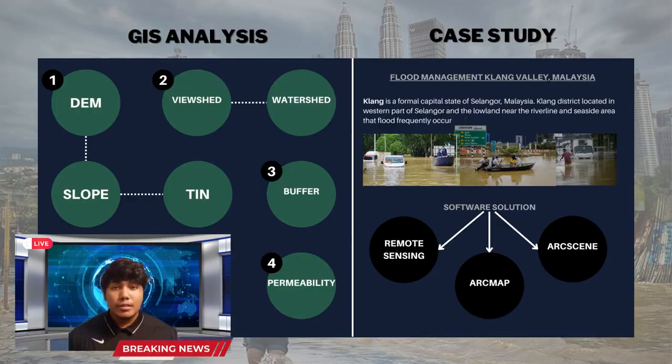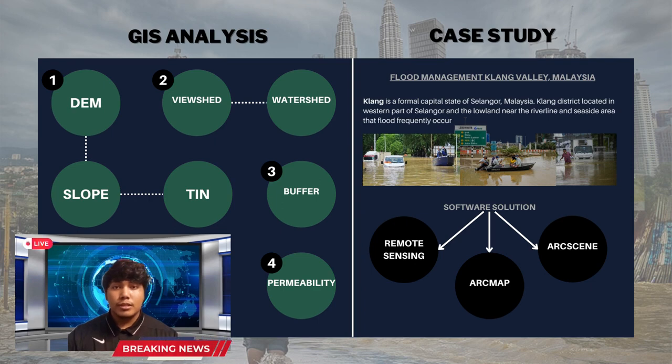For GIS analysis, there are three parts of analysis that we use to analyze the data in Klang, Selangor. First is terrain mapping and analysis, which is DEM, slope and TIN analysis. Second is viewshed and watershed analysis. The last one is multiple ring buffer and soil type permeability. Based on our case study about flood management at Klang Valley, flash flood is an annual problem, especially during the monsoon season because of various issues.